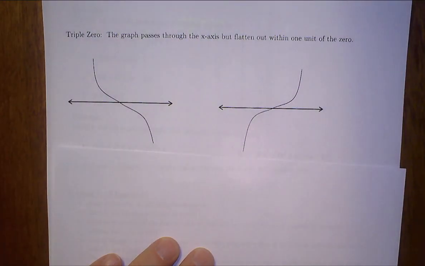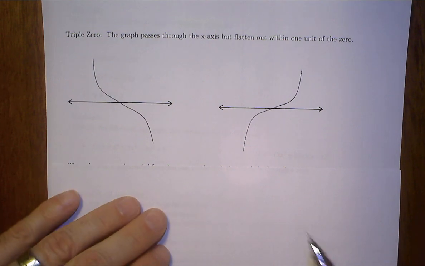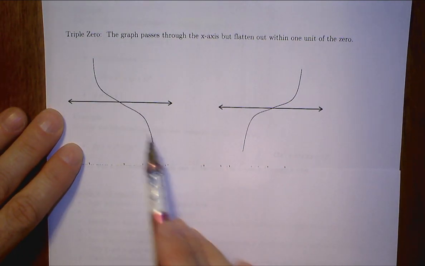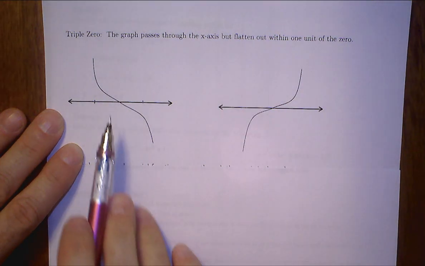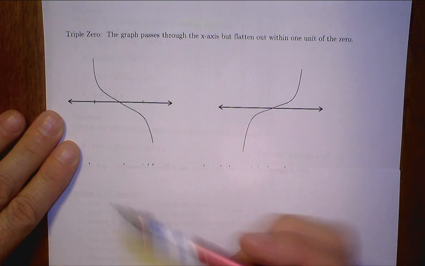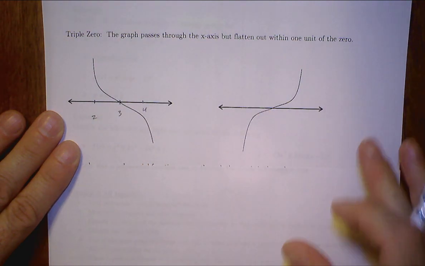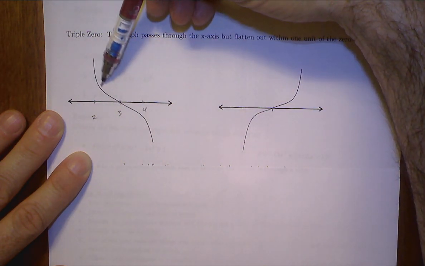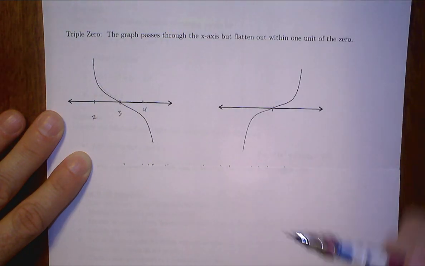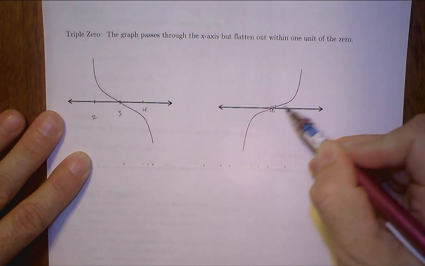All right, I said we're going to talk about a triple zero. This is what my triple zero is. My triple zero has elements of a single zero. That is, it goes right through the x-axis. However, it flattens out within one unit. So you really need to draw it with a flattened out shape. So for instance, if it crossed the x-axis at 3, your graph should really flatten out between the units of 2 and 4. On the other hand, if it's above the x-axis and you know there's a triple zero, you have to go through, but it has to flatten out. On the other hand, if you're below the x-axis and you know that this is a triple zero right here, you're going to go through it, flatten out, and go up.